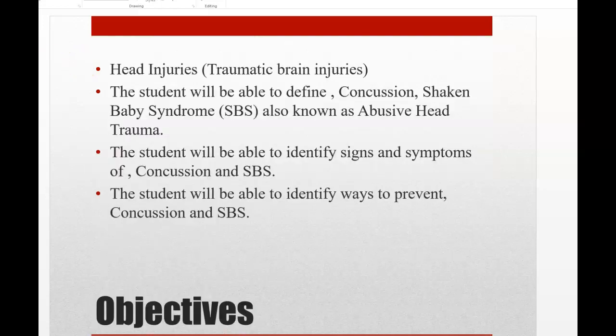The objectives of this particular lecture: we're talking about head injuries, traumatic brain injuries. Basically, what we're going to be discussing is limiting it to concussions and shaken baby syndrome or abusive head trauma. So the student will be able to define concussion and shaken baby syndrome, also abbreviated SBS, or also known as abusive head trauma or AHT. The student will be able to identify signs and symptoms of concussion and shaken baby syndrome, and identify ways to prevent concussion and shaken baby syndrome.